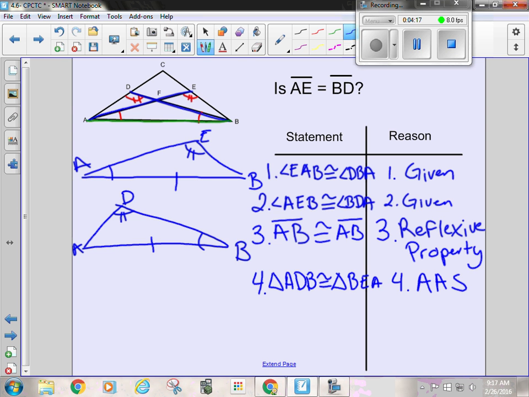All right, we need to prove that our triangles are congruent before we can state that any part is congruent. So now I can say AE is congruent to BD. And now, because I know the triangles are congruent, the corresponding parts of congruent triangles are congruent. Okay, if you had some trouble following this along, pause it, rewind it, watch it again. We're going to do a couple more together in class the next time I see you. So be ready to work through those together.